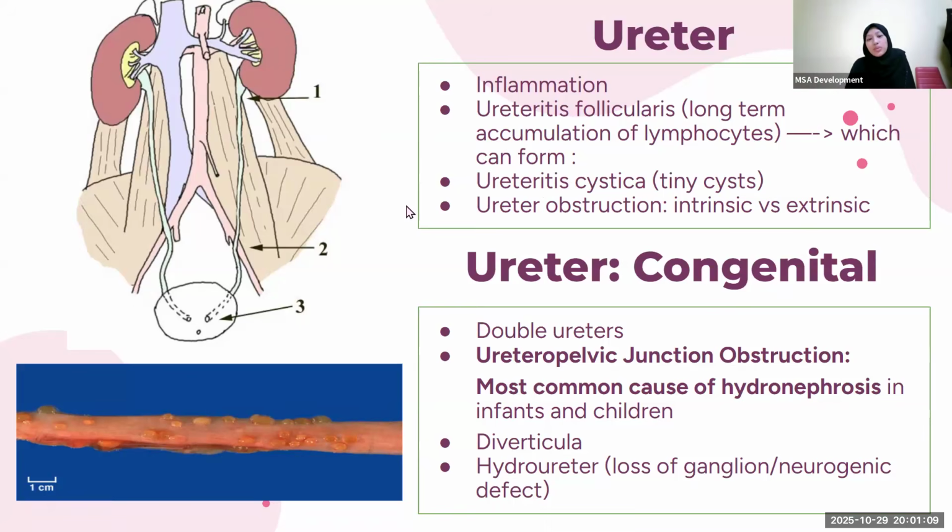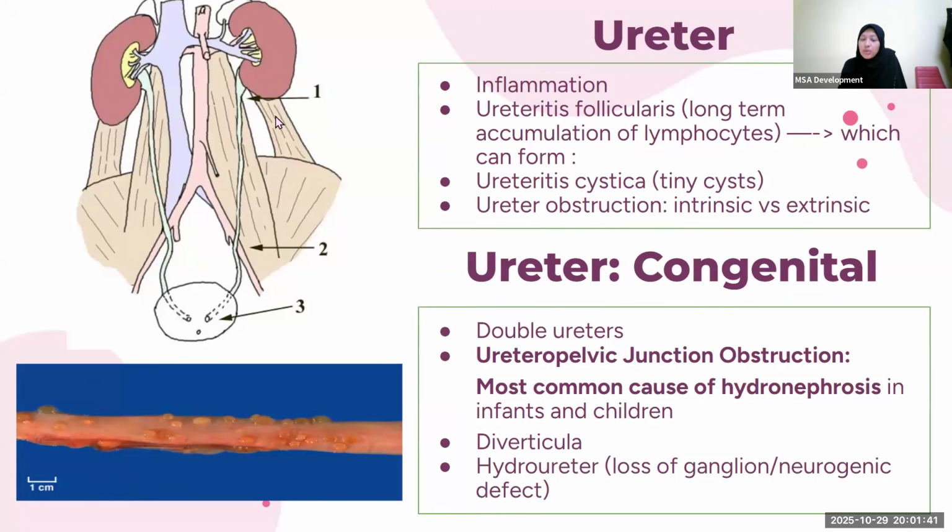Then there's another problem in the ureter, which I already mentioned, the stones. Any sort of obstruction: intrinsic can be stones, damaged cells, necrosis. From the outside, it can be extrinsic obstruction like masses, injury, scar tissue. Pregnancy is extrinsic, so it will push on the ureter. So obstruction and inflammation are the two main problems of the ureter.